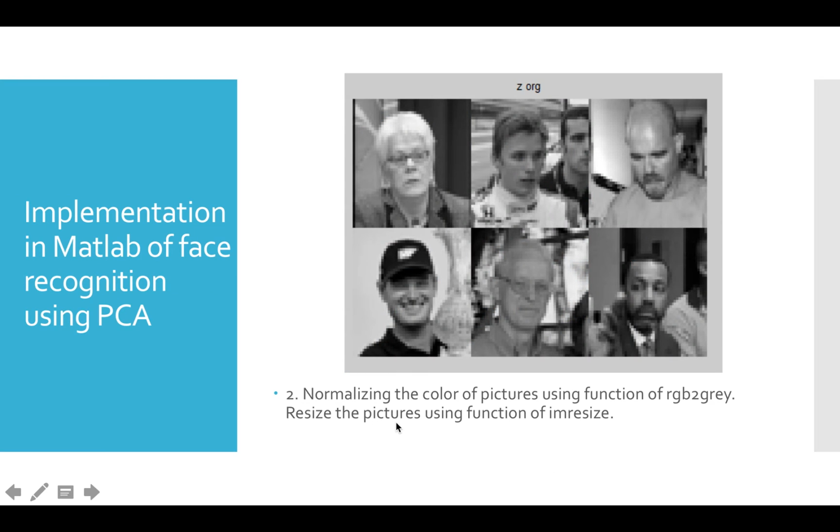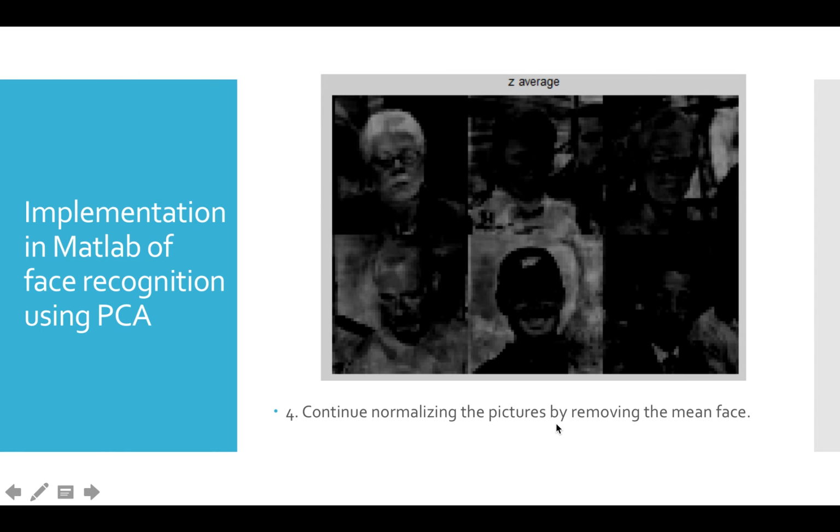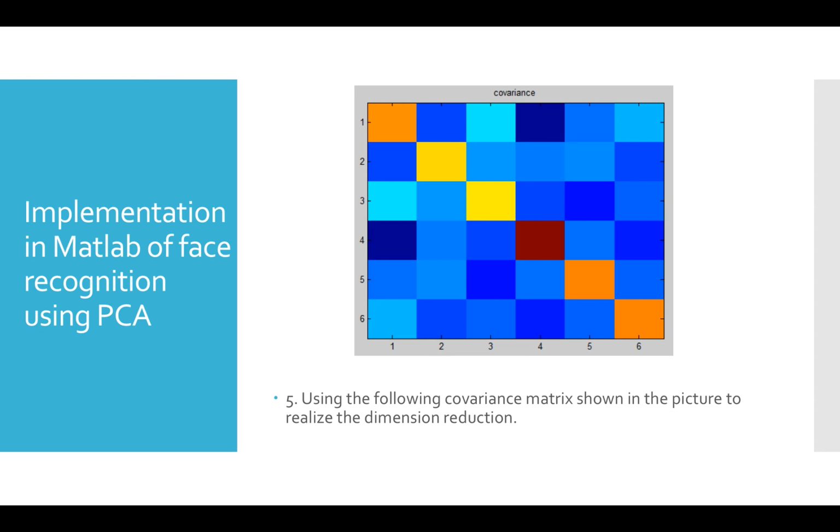Then, I normalized the color of the pictures using the function rgb2gray and resized the pictures using this function. After this, I got 6 blurry pictures. Then I calculated the mean of the 6 pictures and continued normalizing the pictures by removing the mean face. Using the covariance matrix to get the eigenvectors, after this step I get the eigenfaces.